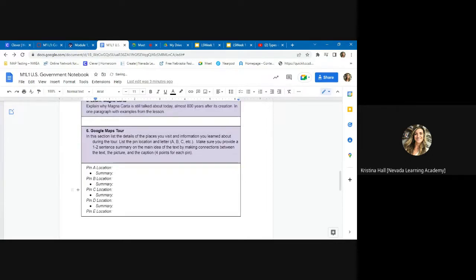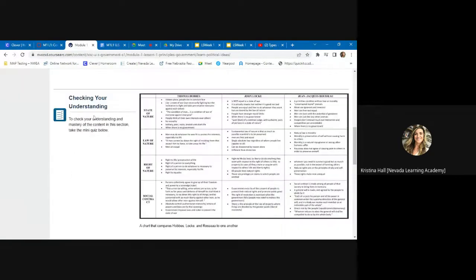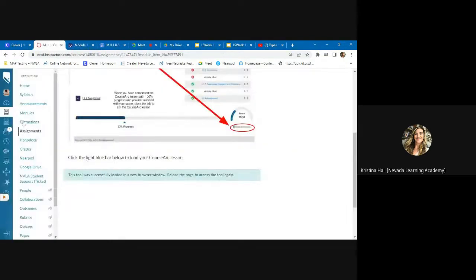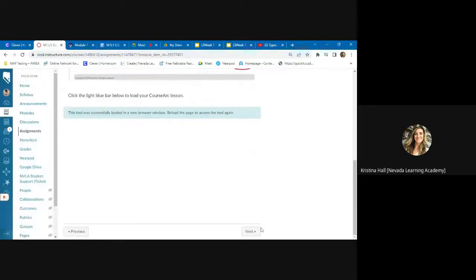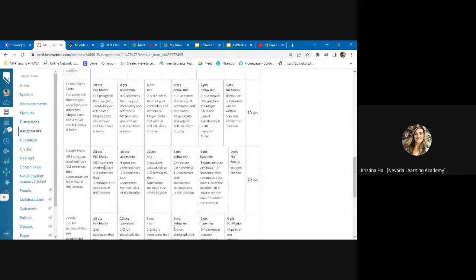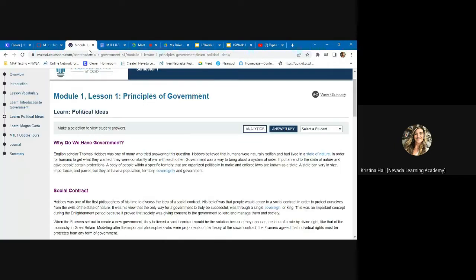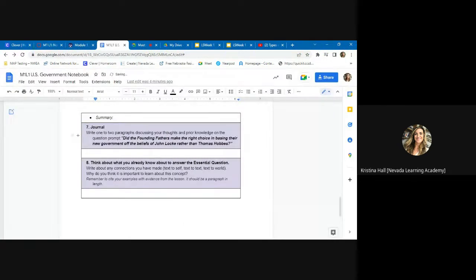Down here, the summaries, you're going to put the locations, and then again, a couple of sentences summary about each location and why it was important. Here it says 1 to 2 paragraphs. In the rubrics on the submission page in the module, if you go to that submission page, it's going to show you that 2 paragraphs for the journal, 2 paragraphs for full credit, 1 to 2 for partial credit, okay? So whenever they give you the suggestion of 1 to 2, in order to get full credit, you got to make sure you're doing 2 paragraphs. So that would be 2 5-sentence paragraphs.